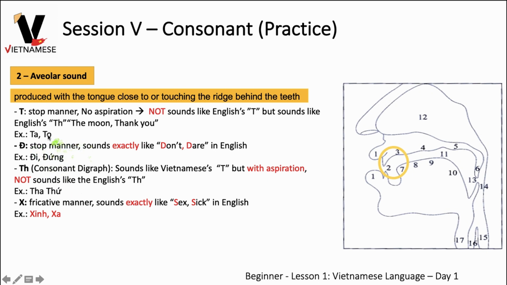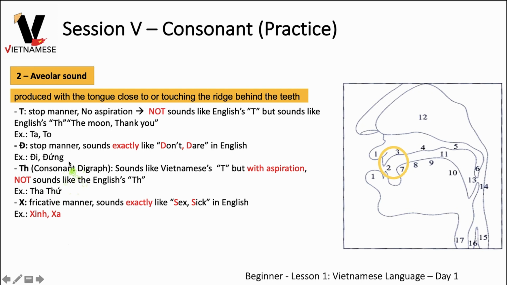Okay, the next one, the. This is written like the letter D with something in between. And this is stop manner and sounds exactly like don't or dare in English. For example, đi, đứng.